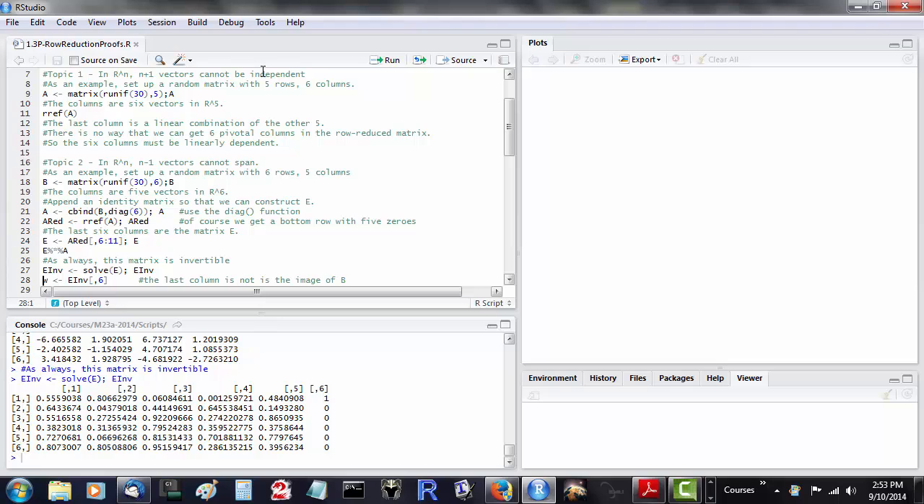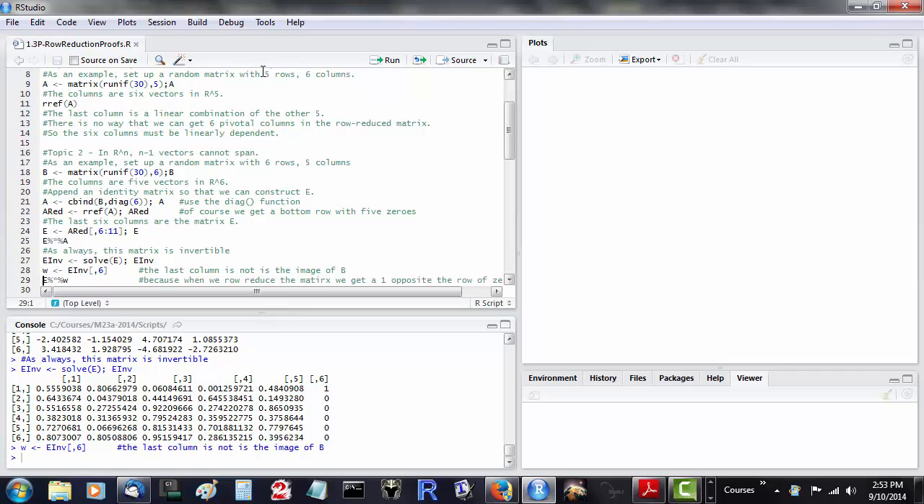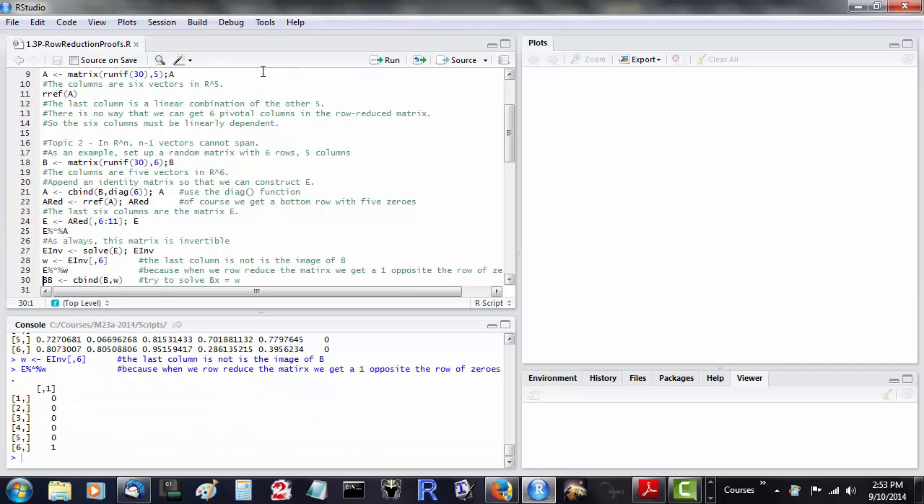What I do is take the last column of this inverse matrix. The last column of that inverse matrix is the result of applying it to the 6th standard basis vector in R6. When I apply E to this W, I am guaranteed to get the 6th standard basis vector.